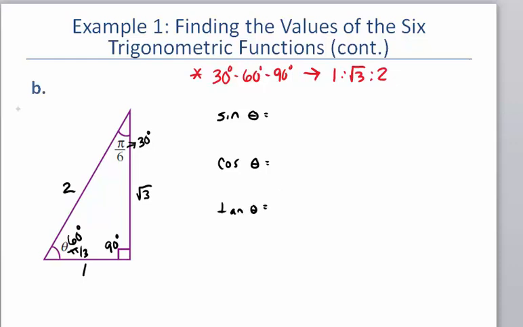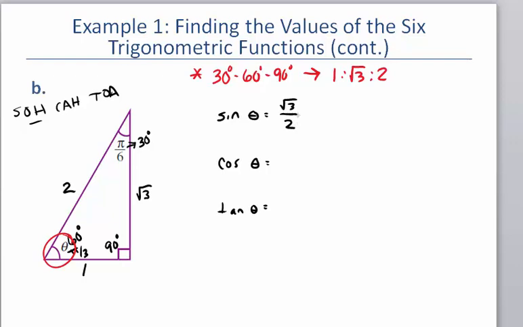All right, and again, I'm going to write down my SOHCAHTOA just so I can remember the relationship. Sine is going to be opposite over hypotenuse. Remember, your angle's down here at the bottom. Here's your angle that we're looking at. So opposite is going to be square root of 3. Hypotenuse is going to be 2.